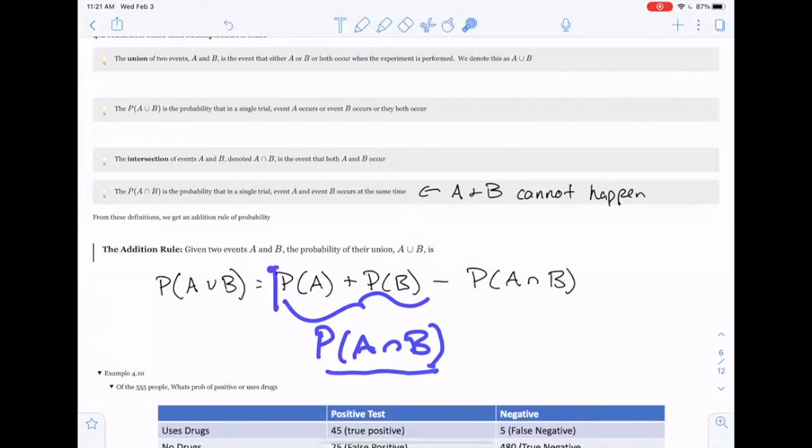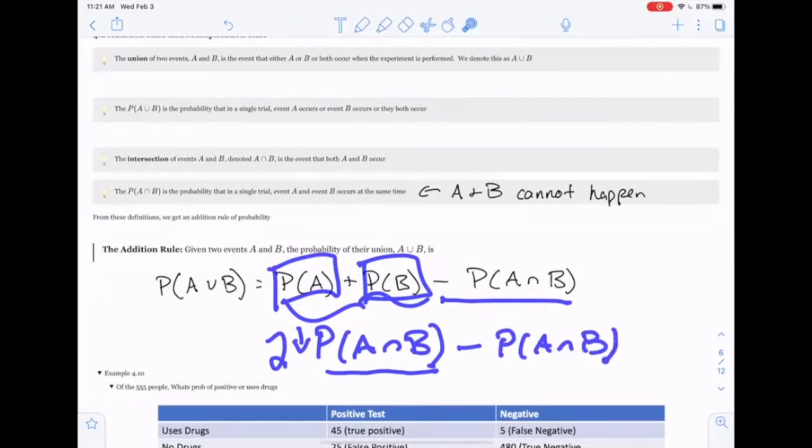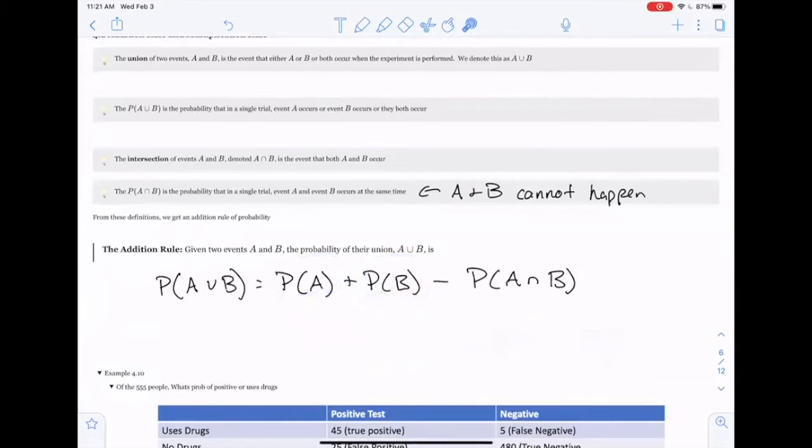And so in a sense, if we just add these probabilities together, this value gets counted twice. Therefore, we get this discounting term, because when we subtract the probability of A intersect B, that double count ends up canceling and we end up getting a good formula. So let's take a look at how an example of this will work in the context of probability tables.